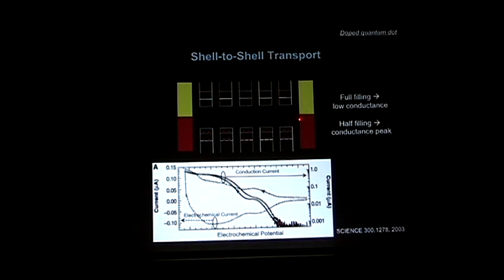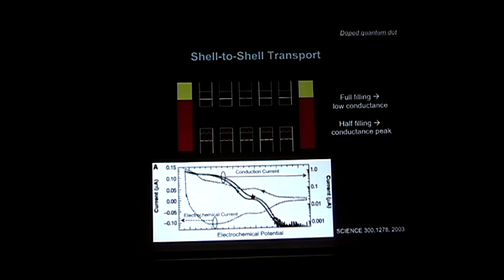So here there's a cartoon. In the beginning, we haven't turned on the electrochemical potential. All the valence band is filled and the conduction band is empty. So it's basically an intrinsic semiconductor, with a very low conductance. This current is the conduction current, corresponding to this solid line. So we are here. Then we turn up the electrochemical potential, which basically corresponds to raising the Fermi level. As the Fermi level reaches the first excited state in the conduction band, electrons can come through, and we get some conductance.